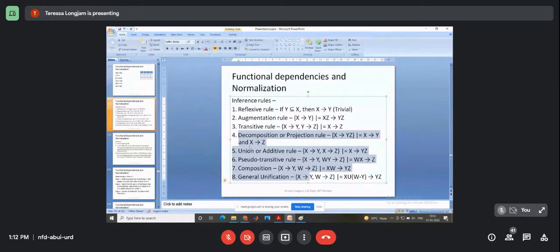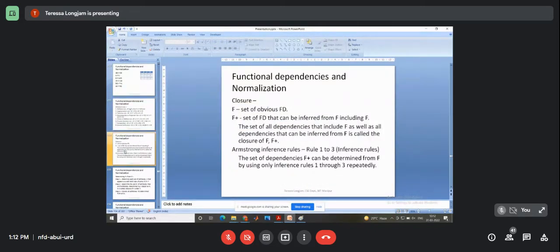So by using the given functional dependencies in a particular relation, if we use only these 3, we can determine all the possible functional dependencies of the relation.